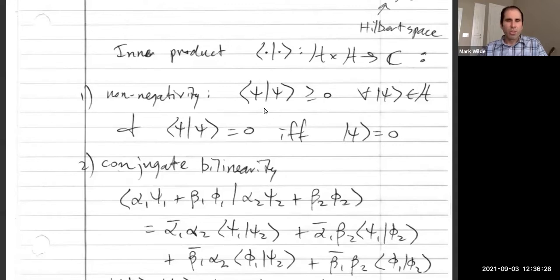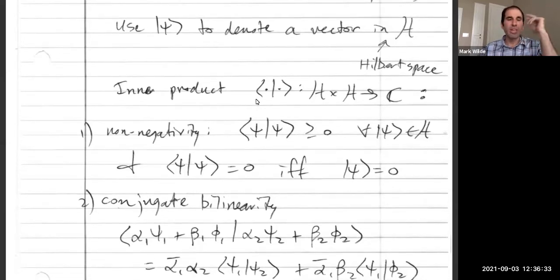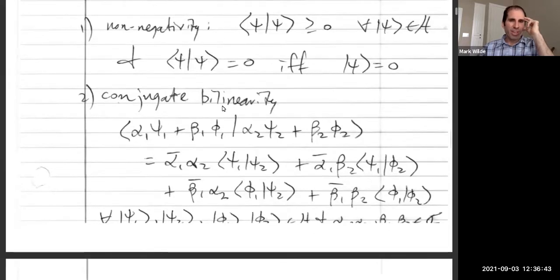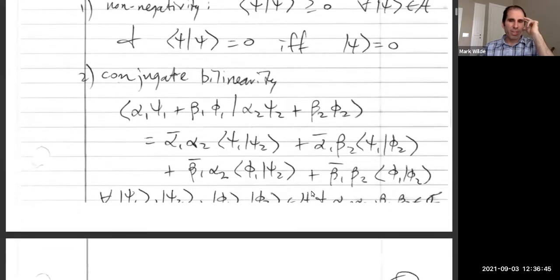Okay. So when we get to quantum mechanics, quantum states, or what we call state vectors, will be vectors such that the inner product with themselves is equal to 1. Then there's this property of conjugate bilinearity. And apologies, it looks like the scan cut off the bottom of the page, but we have complex numbers alpha 1, alpha 2, beta 1, beta 2, and vectors psi 1, psi 2, phi 1, phi 2. And they should satisfy this property.